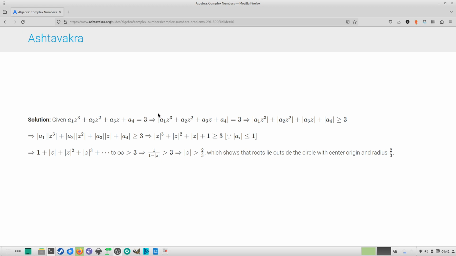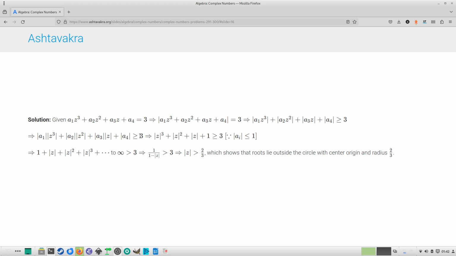I remember we have solved a question like this. We take the modulus on the left hand side and right hand side. We get mod of a1 z cube plus a2 z square plus a3 z plus a4. From the identities we have studied, this implies that mod a1 z cube plus mod a2 z square plus mod a3 z plus mod a4 is greater than or equal to 3. So now we split the a's and the z's, so we get mod a1 mod z cube plus mod a2 mod z square plus mod a3 mod z plus mod a4 is greater than or equal to 3.